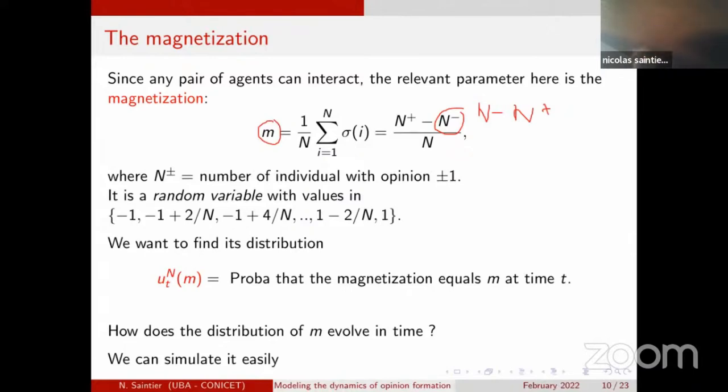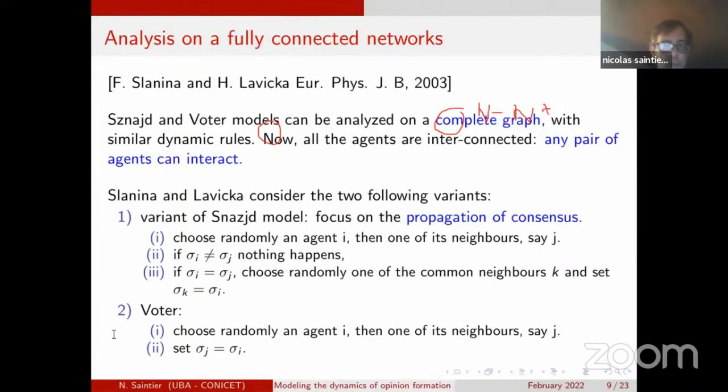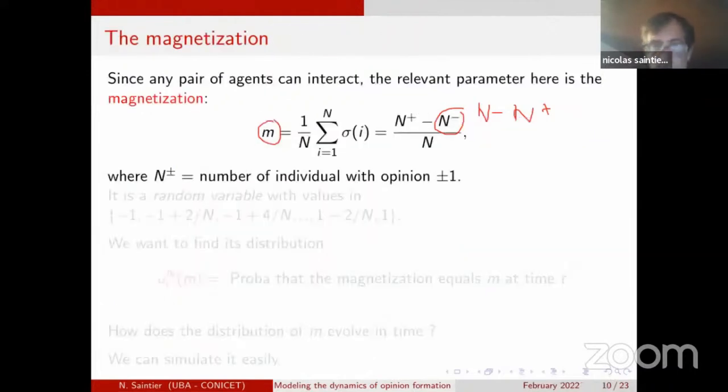But first, just before going to that, it would be nice to simulate the two dynamics we have, the voter dynamic and the dynamic introduced by Sznajd, slightly modified by Slanina and Lavicka. And what I would like to do is to keep track of the magnetization, the distribution of the magnetization, as time goes by.